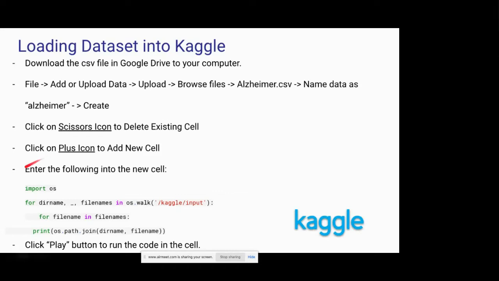And then you're going to enter the following code into the new cell. This is going to create a path so that when we load a CSV using pd.read_csv, we're going to have a specific path, and these lines of code are going to print out that path to use. Lastly, you're going to click the play button to run the code in this cell.